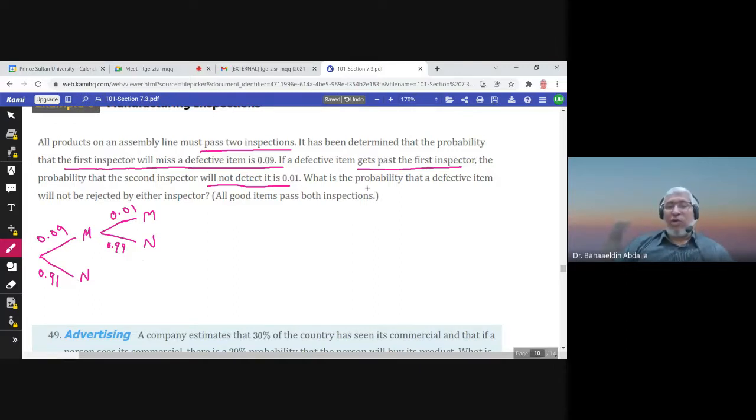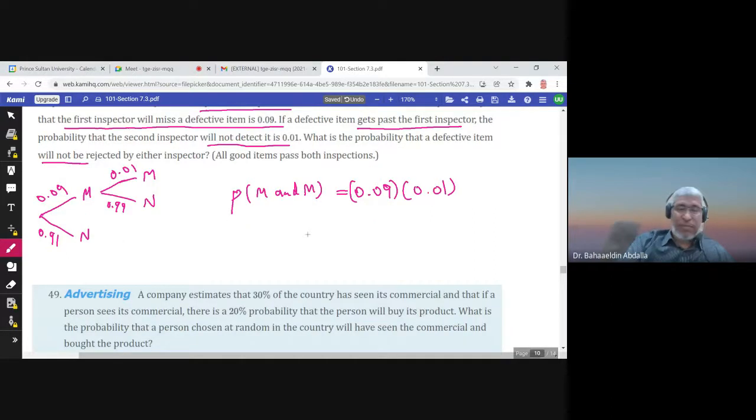Okay, what is the probability that a defective item will not be rejected by either inspector? Not rejected means missed. So the probability that the first inspector misses and the second inspector misses. So this is 0.09 times 0.01. So that's the probability.